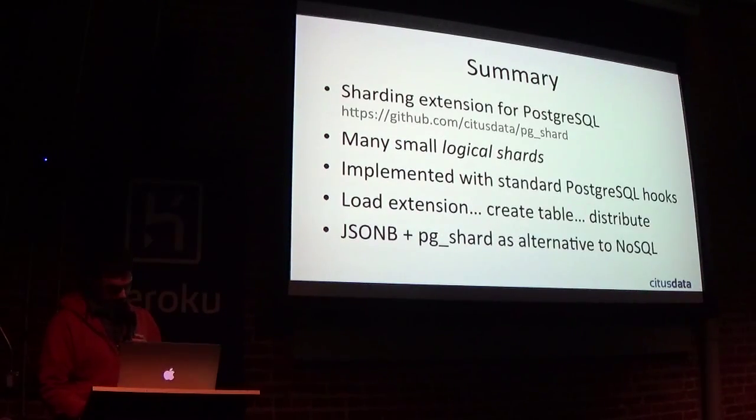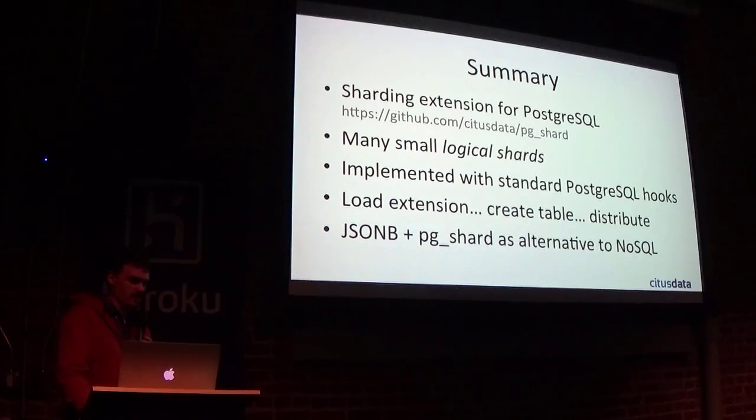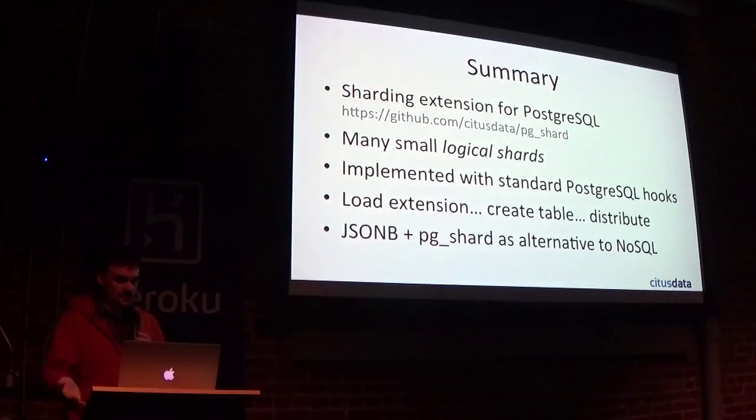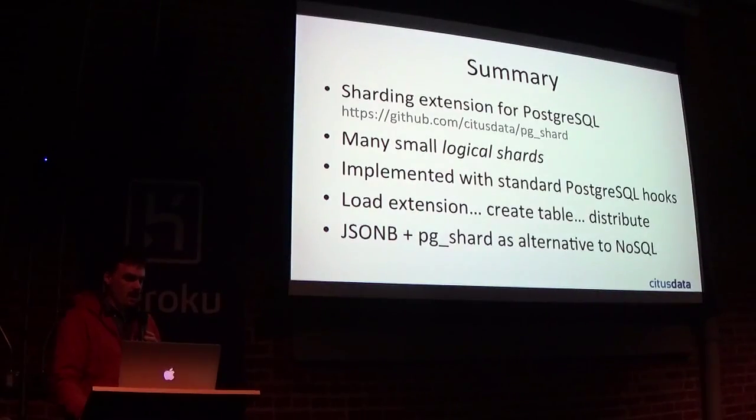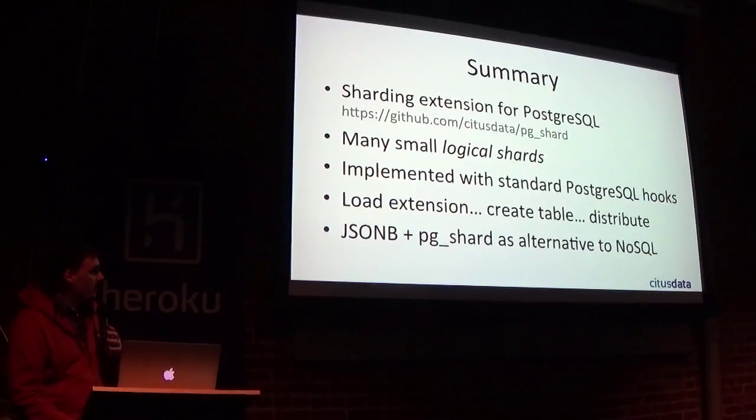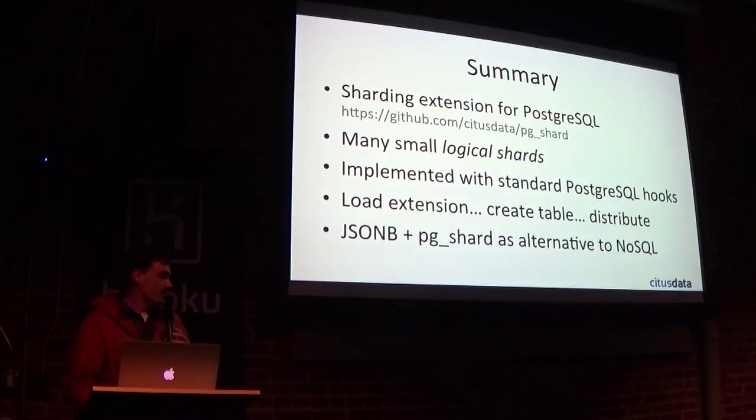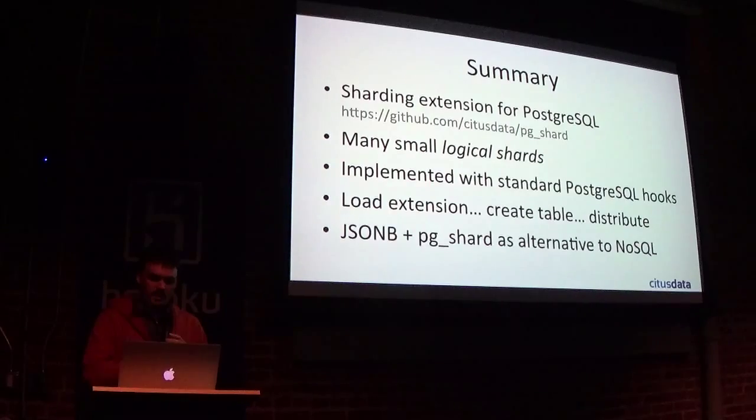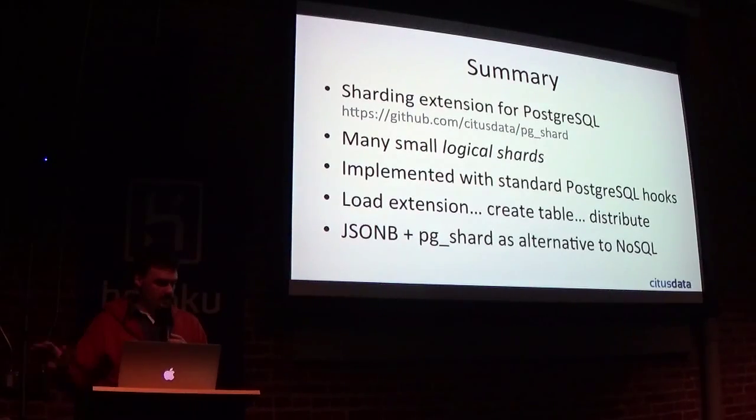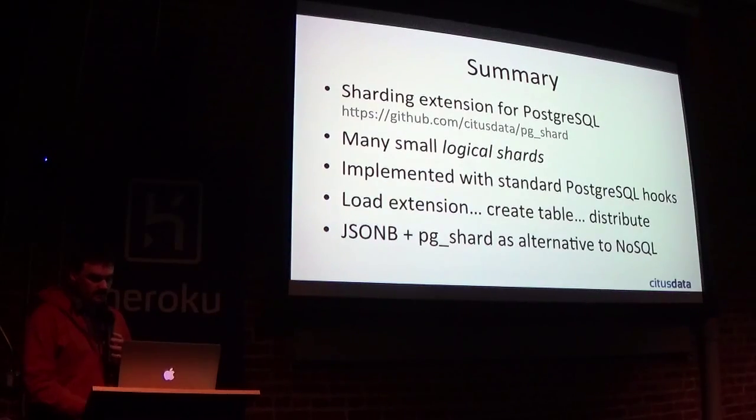It's on GitHub. Fundamentally, many small logical shards to facilitate future rebalancing work. Implemented with the standard hooks, a first-class citizen of Postgres. It's an extension: create a table, distribute. It's that easy. And it tastes great with JSONB. If you want to maintain just one database, use this for your non-relational stuff and use the relational parts of Postgres for the relational stuff. You don't need to install some exotic NoSQL thing.